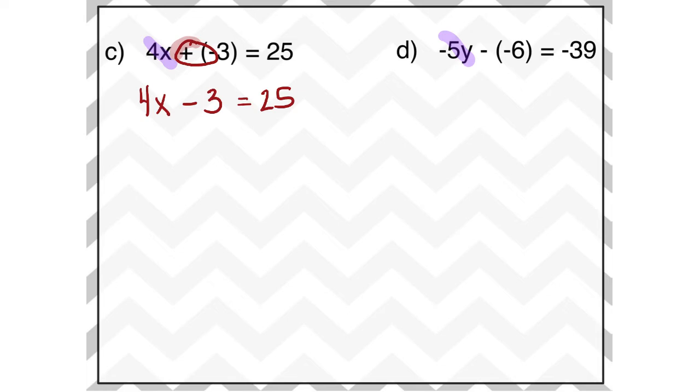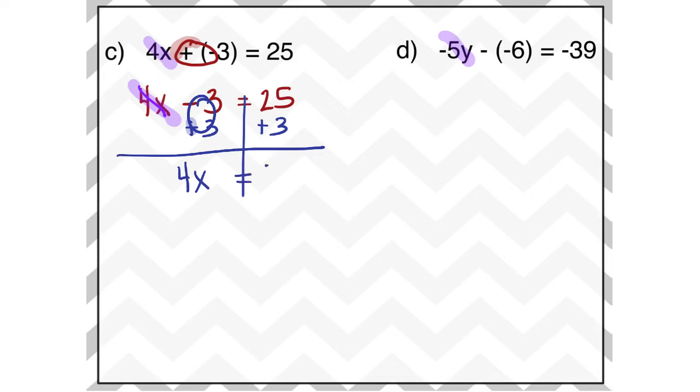So this is the same problem. 4x plus negative 3 is the same as 4x minus 3. Now we're ready to solve. We can keep that 4x, highlighted, and we can get rid of our minus or subtracting 3. The opposite of subtracting 3 is adding 3. We add 3 to one side. We have to do the same to the other. This zeroes out. I still have my 4x, and that now equals 25 plus 3 is 28.